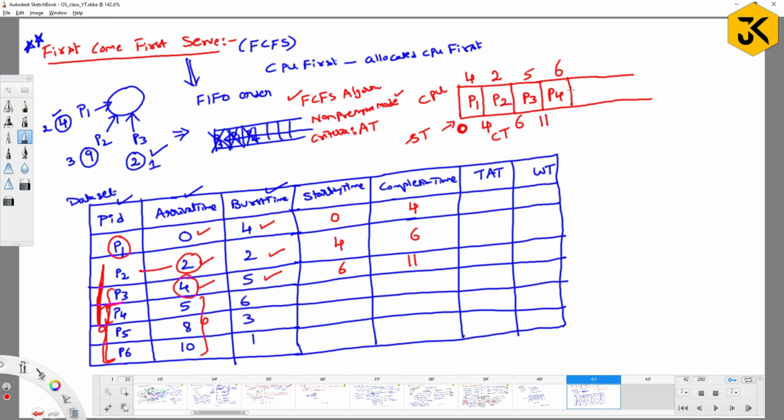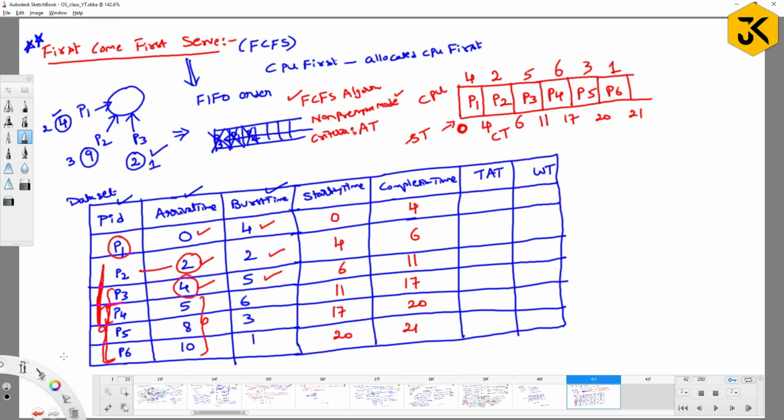So P4 executes for 6 nanoseconds, that will be 17, meaning P4 entered at 11 and exited at 17. Next is P5, whose burst time is 3, so it will be 20, meaning 17 is the starting time and completion time is 20. Similarly, P6's starting time is 20, and ending time will be 21, because burst time is 1, right? So I hope you understood how we are writing this Gantt chart, right?